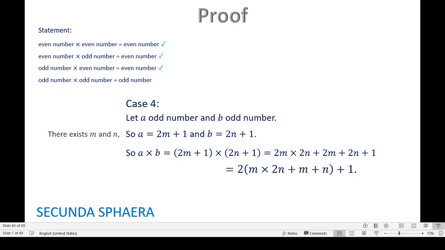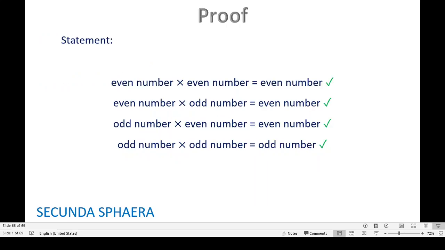And just straightforward, we can factor a 2. Factoring that 2, we can have 2 times the quantity m times 2n plus m plus n. This is already the double of a quantity plus 1, so this total of the product is odd. And we are done. That would make it for the 4 statements already. So pretty much this is the end of the video.